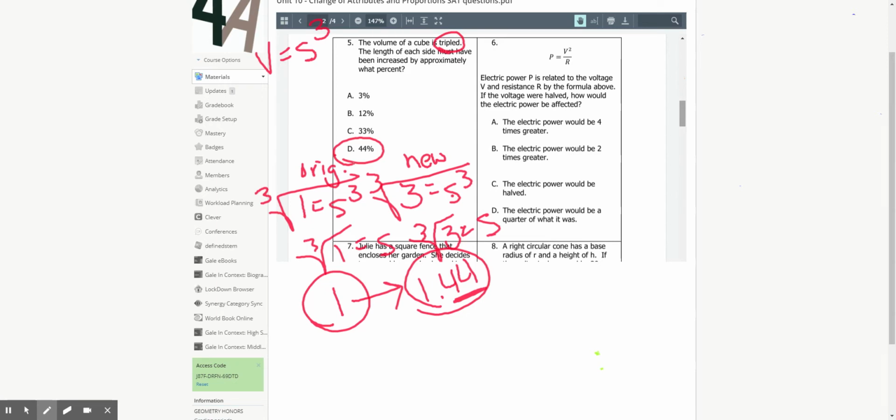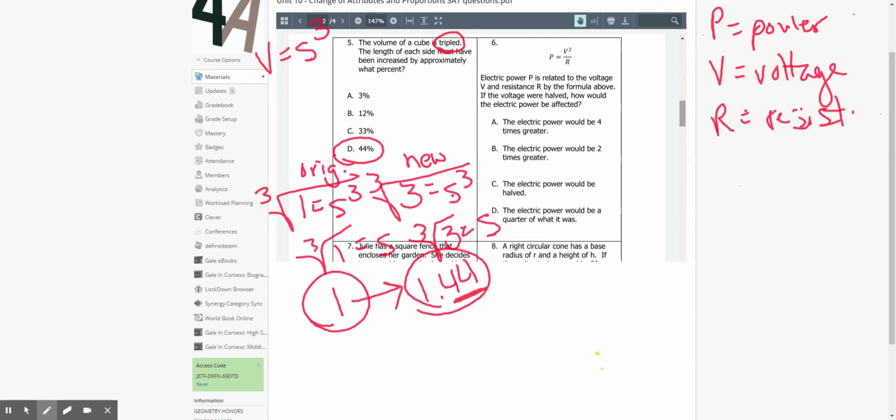Number 6, we've got another crazy equation. Electric power is P. So P is power. Keep track of our exponents this time. Power related to voltage, V. Getting you guys ready for physics. And then R is resistance.